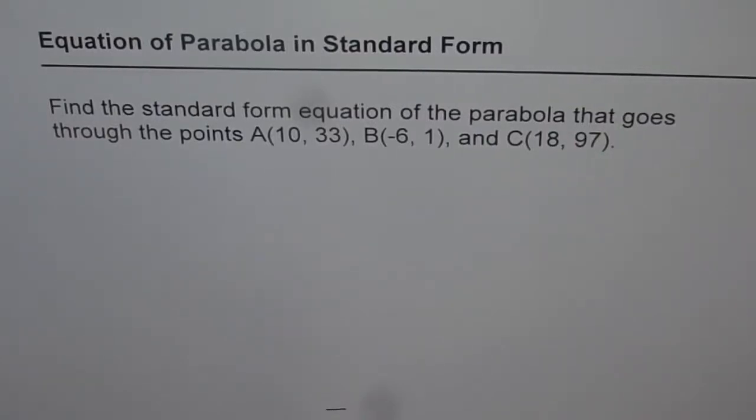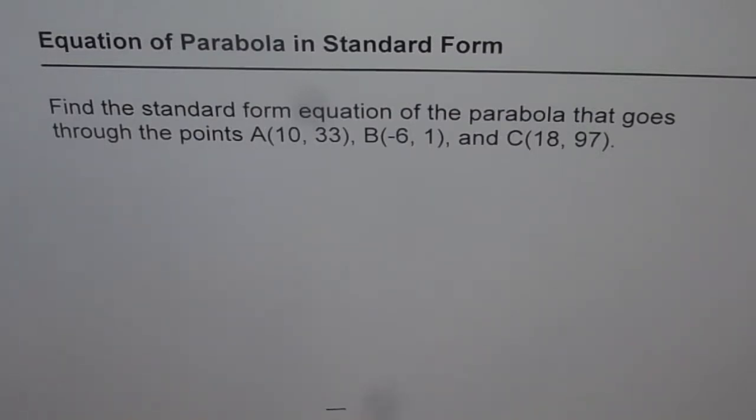Here is a practice question for you to write the equation of a parabola in standard form. Find the standard form equation of the parabola that goes through the points A (10, 33), B (-6, 1) and C (18, 97).